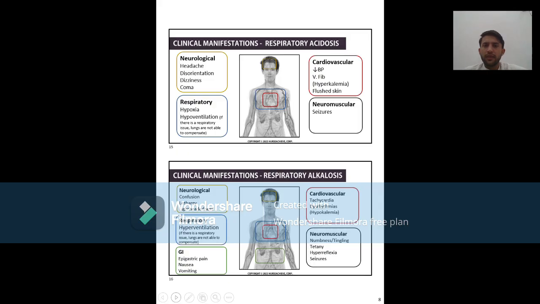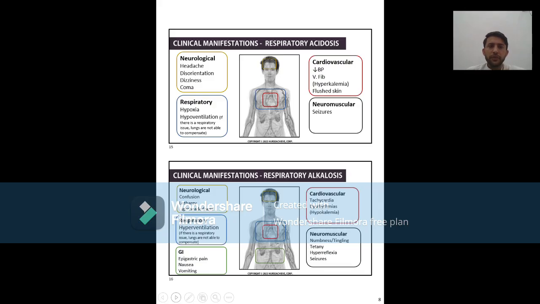In the cardiovascular system, blood pressure decreases because of vasodilation due to smooth muscle activation, and it also causes ventricular fibrillation due to hyperkalemia. In acidotic conditions, potassium mostly moves into the blood, and it causes ventricular fibrillation when the potassium goes to the heart. There is also flushed skin. Neuromuscular: seizure is also common, with involuntary brain signals moving inside the brain.